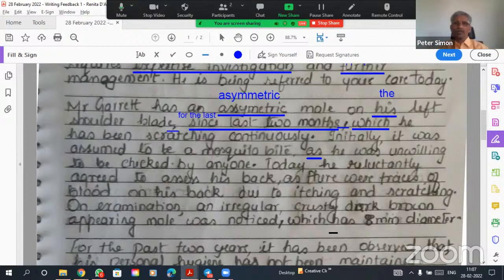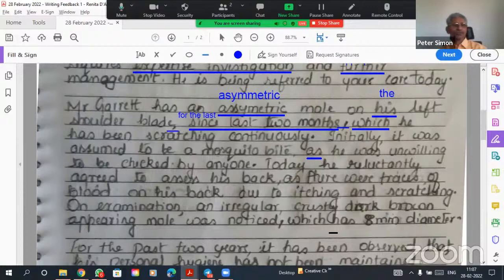It will be like this: initially, she was assumed to be sleeping as he did not respond. So that is different, and this is different. You see here, initially, it was assumed to be a mosquito bite as he was unwilling to be checked. No.